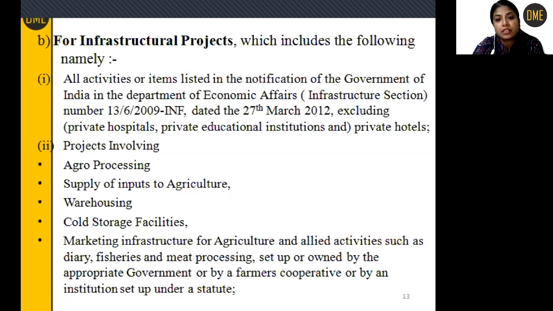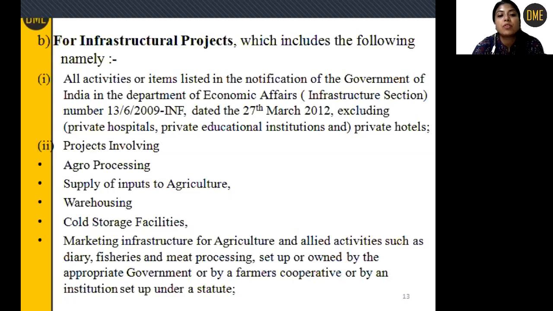So this definition provides for the infrastructure projects. Initially, when the Act was enacted, they had excluded private hospitals and private educational institutions also. But in the new definition, after the ordinance of 2014, it has included private hospitals and private educational institutions as well, excluding only private hotels. So now, for the purpose of infrastructure projects, private hospitals and private educational institutions have also been included.